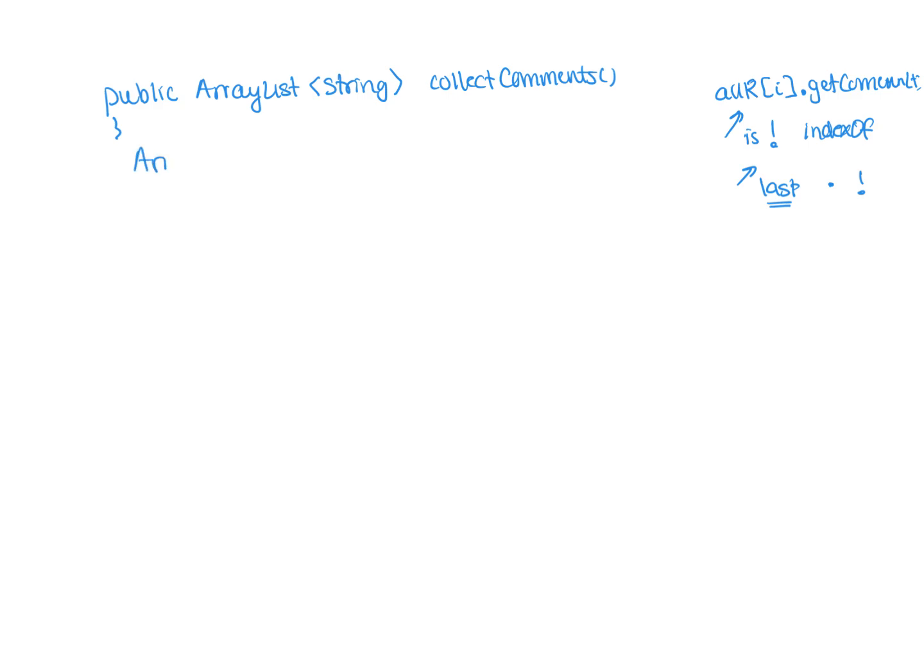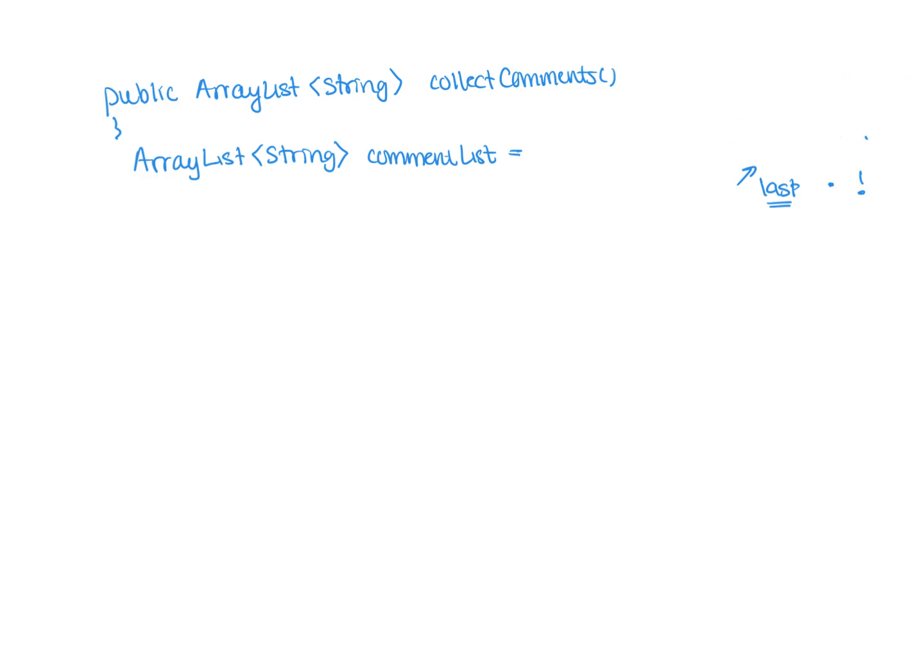So first, let's make our ArrayList. Let's call it the commentList, which is going to be a new ArrayList. We're going to traverse our allReviews array. We must use a regular loop or a count because we need to keep track of the position also. i is going to be less than allReviews.length.